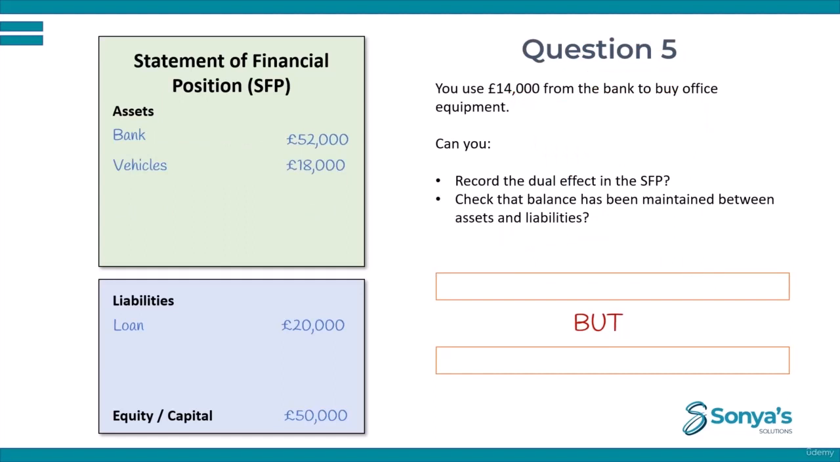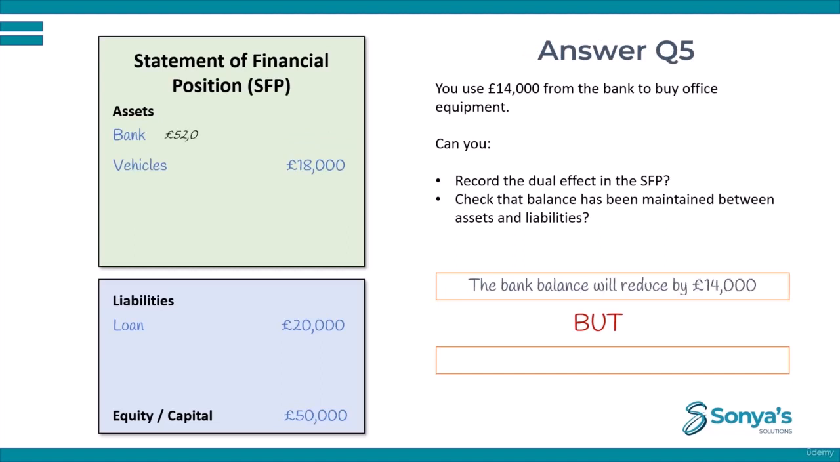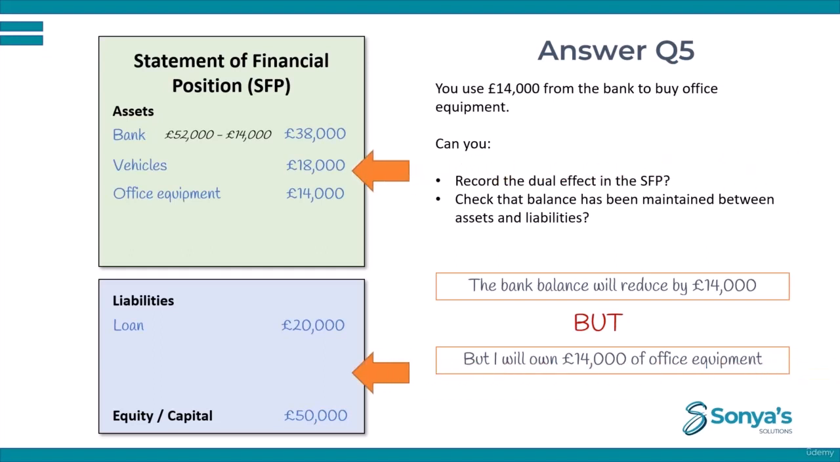Get ready to pause the video to give yourself time to read and answer the question. In this example, the bank balance reduces by £14,000 and it is replaced with another asset, the office equipment. Balance is maintained as the total of the assets is still equal to the total of the liabilities.